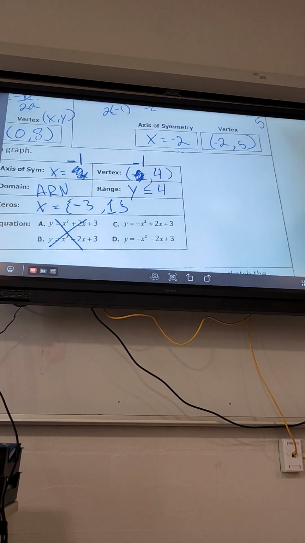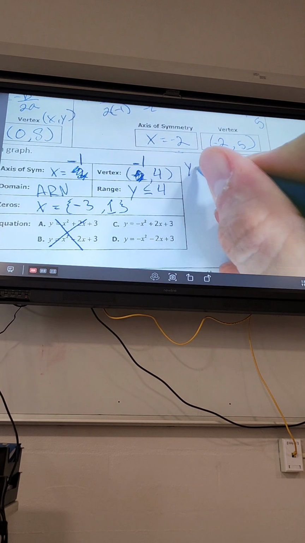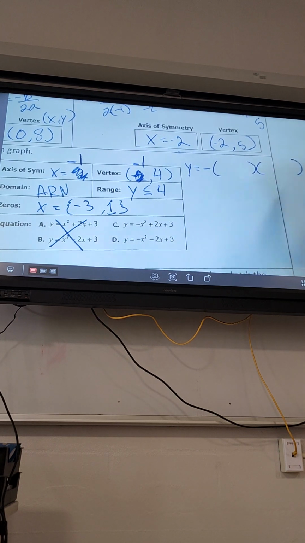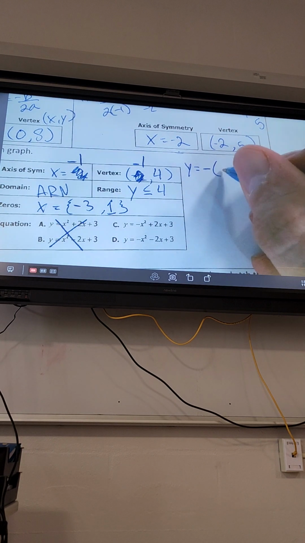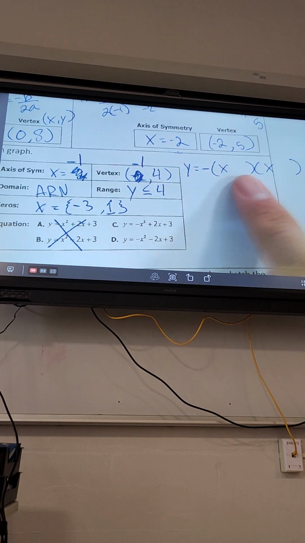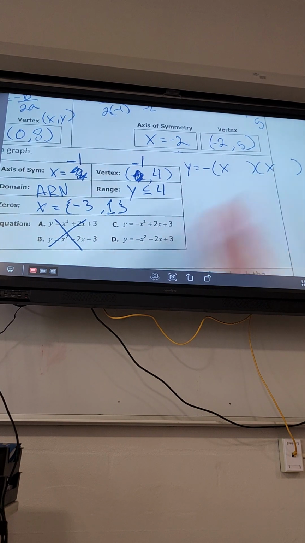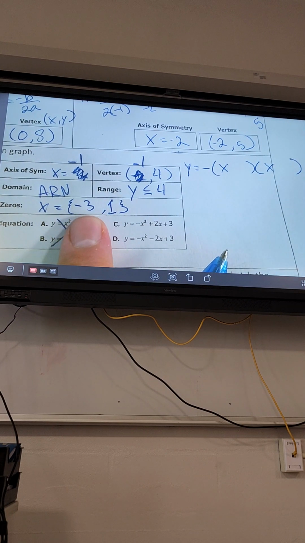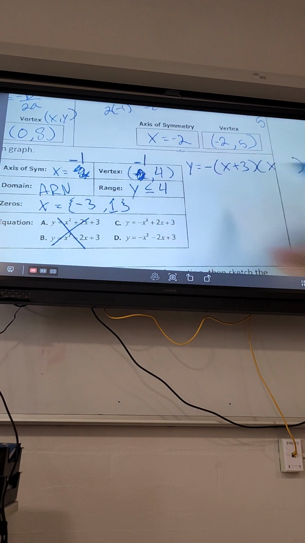Nice. Gambling's great. All right, so y equals negative sign, parentheses. We're going to write this in factored form. So factored form is going to be x, and these are going to be your solutions, right? Remember, when they're inside factored form, they're the opposite. So if that's -3, it should be +3, and then that should be -1, right?